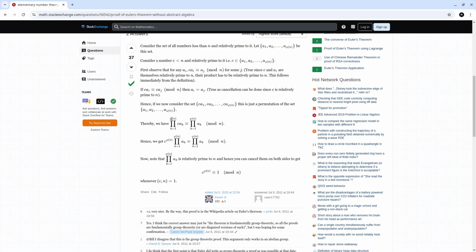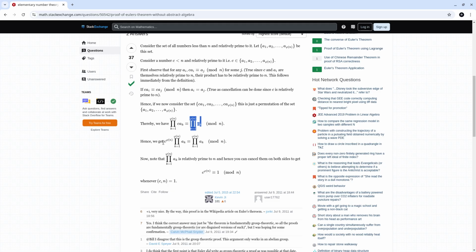So okay, we can write this as a product from k equals 1 all the way up to phi of n, of C times A sub k. And so, again, this is quite literally what's written here. I just hope it's easy enough to follow. And this is congruent to, same thing, A sub k modulo n. And so this permutation that we got is equivalent to the original group. Okay, so the two sets are equivalent to each other. It's just that one is a permutation of the other, okay?